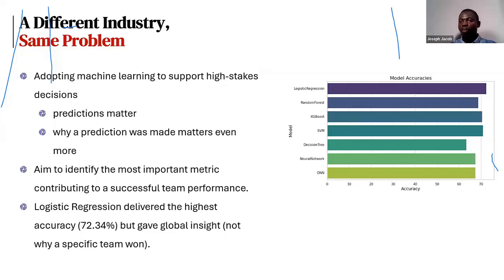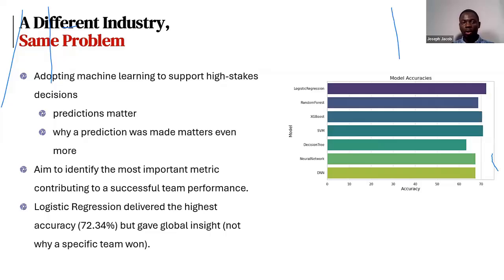Why is it making this prediction? Why has it made this prediction? What are the top factors that made it predict a win or a loss? On the right-hand side, you see the different models that were used in our experiment, and logistic regression actually performed best amongst all of the models.